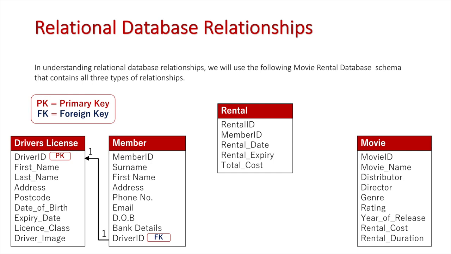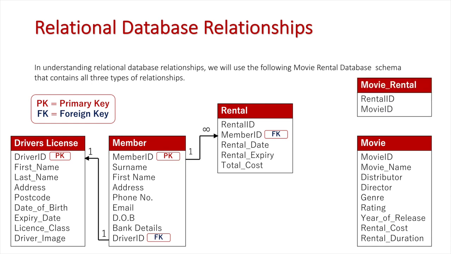Next is member and rental, and that is a one-to-many relationship. One member can make many rentals, but every rental only relates to one member. And then finally is between movie and rental, and this is a many-to-many relationship. In order to do that, once again, we need a junction, and that junction has two foreign keys within it, which are both primary keys of each entity involved here. So they are a many-to-many relationship, as one movie can refer to multiple rentals, and every rental can refer to multiple movies in order to establish that relationship.